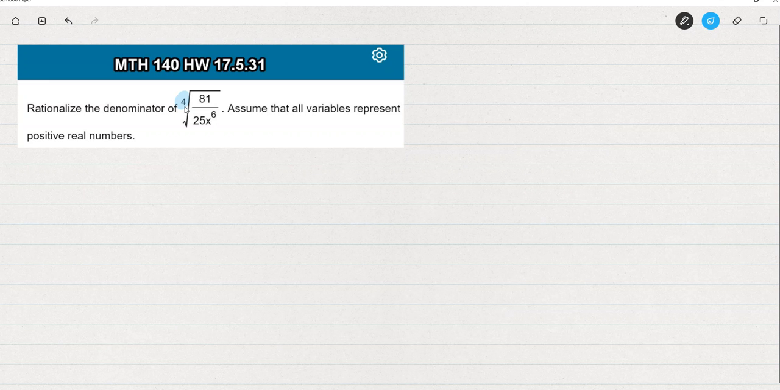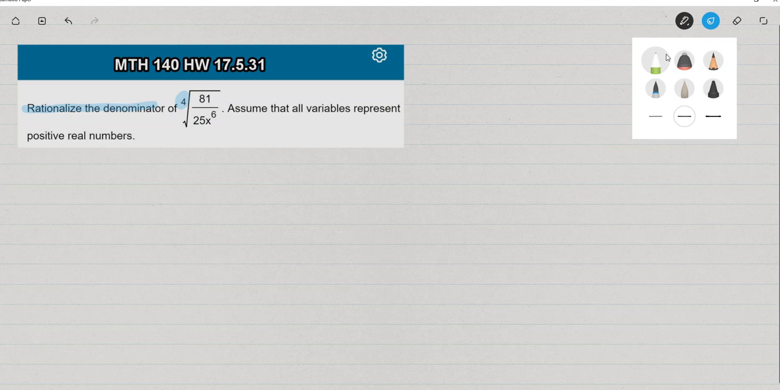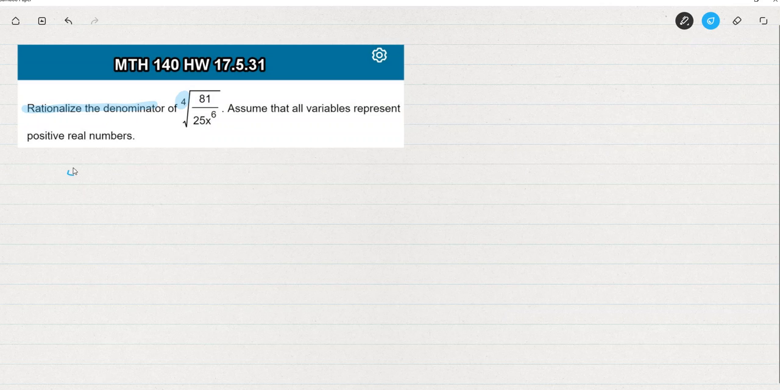So finding exponents that are 4. Let me show you what I mean by that. And the other step, let me also say this, is to understand what it means to rationalize the denominator. Rationalizing the denominator means to get rid of the radical in the denominator. So I could rewrite this.